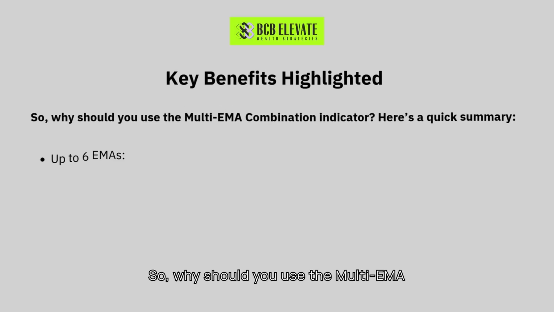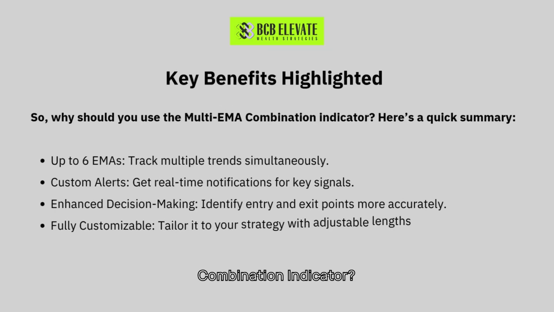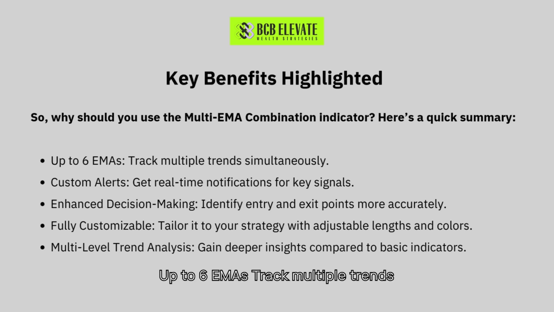So, why should you use the Multi-EMA Combination Indicator? Here's a quick summary. Up to 6 EMAs: track multiple trends simultaneously. Custom alerts: get real-time notifications for key signals. Enhance decision-making: identify entry and exit points more accurately. Fully customizable: tailor it to your strategy with adjustable lengths and colors. Multi-level trend analysis: gain deeper insights compared to basic indicators. This makes the Multi-EMA combination a powerful addition to your trading toolkit.